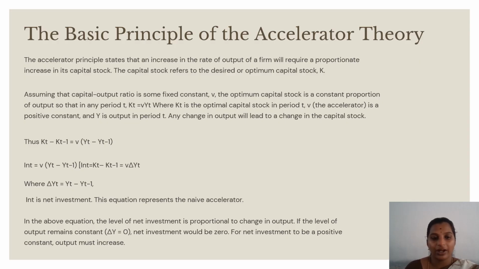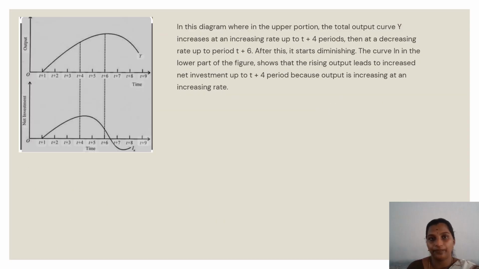In the above equation, the level of net investment is proportional to the change in output. If the level of output remains constant, delta Y equals 0, net investment would be 0. For net investment to be a positive constant, output must increase. So if there is a change in output, that automatically reflects a change in net investment. If there is an increase in output, then net investment also increases.